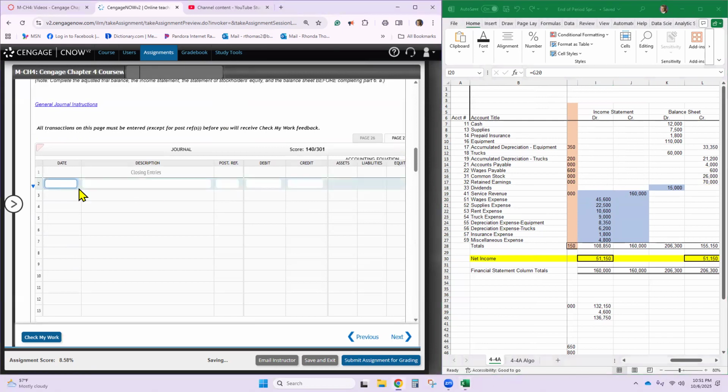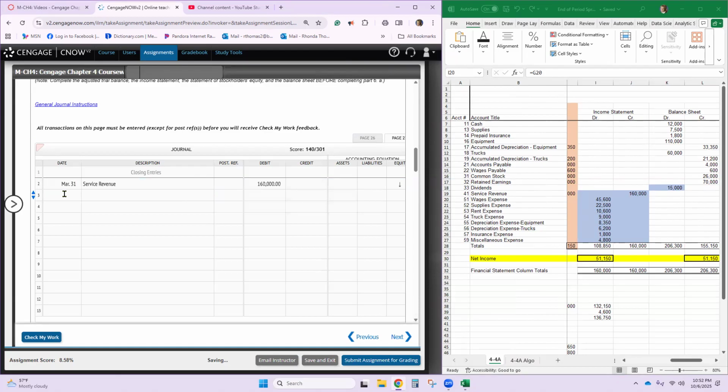So closing entries happen on the last day of the month. What are we going to close first? First thing we're going to close is revenues. There is your service revenue, 160,000. So if it has a credit balance, we're going to debit it. Okay, so this is going to be service revenue. We'll come back to posting it after we do. So we're going to make that as the entry to close that.